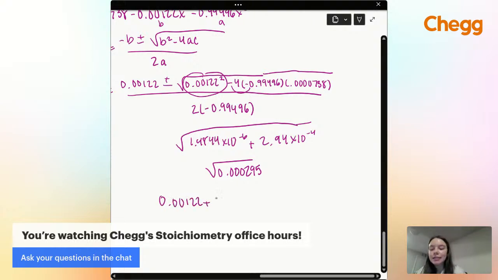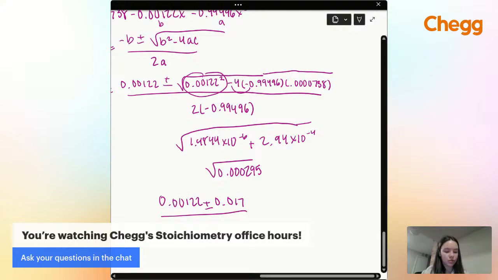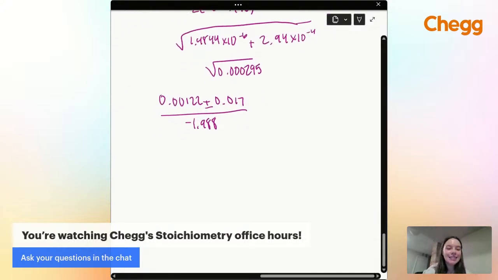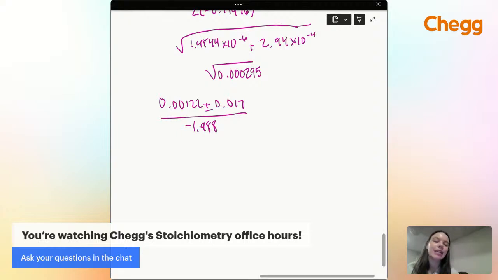So what that would end up being is 0.00122 plus or minus 0.017 over 2 times negative 0.99, which is 1.988. And then we'd put this in our calculator one last time. Is everybody following? I know this math's really complicated, but hopefully it's getting through the nitty-gritty details of an ice table. So we'd put that in the calculator.